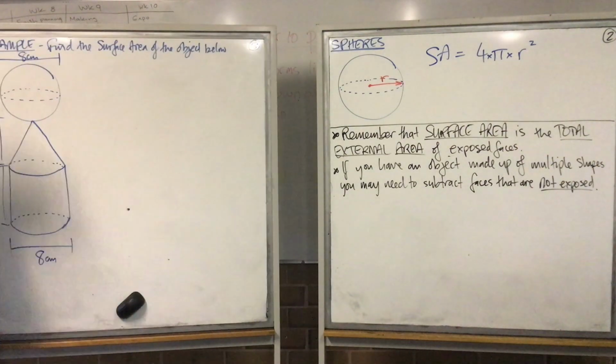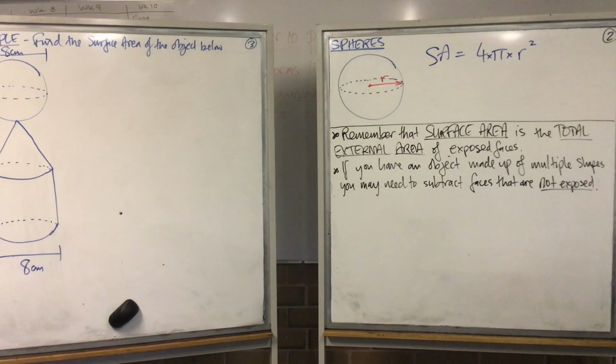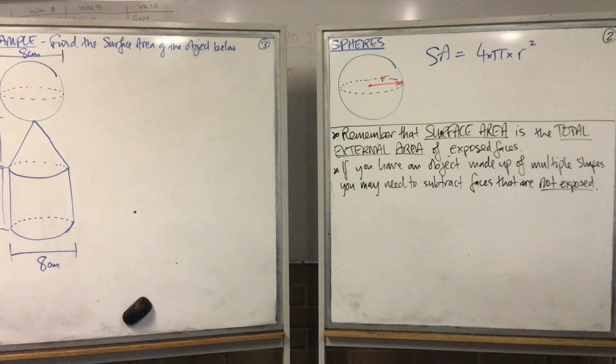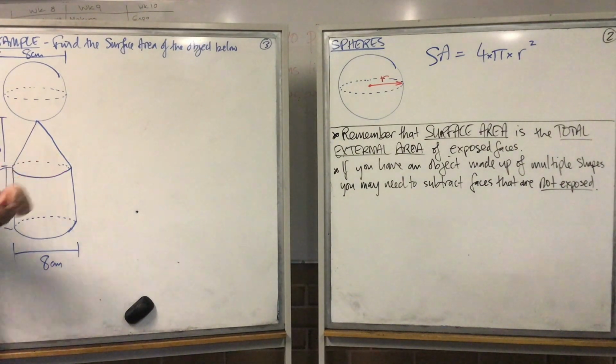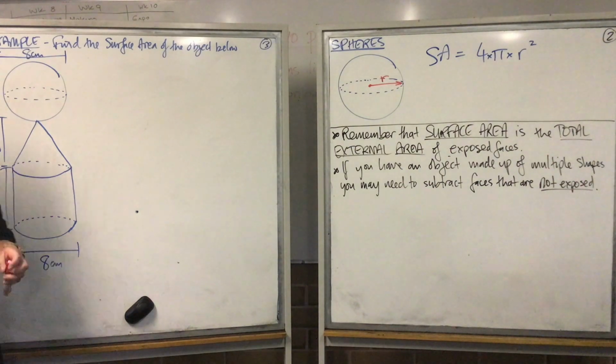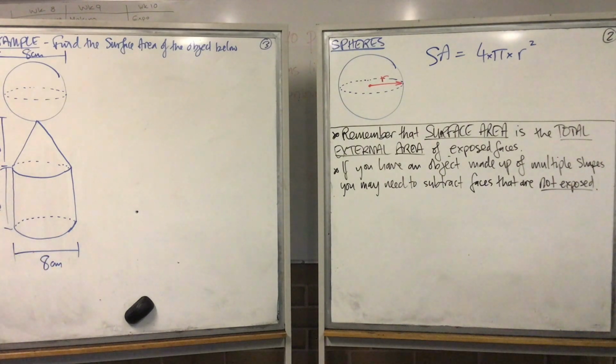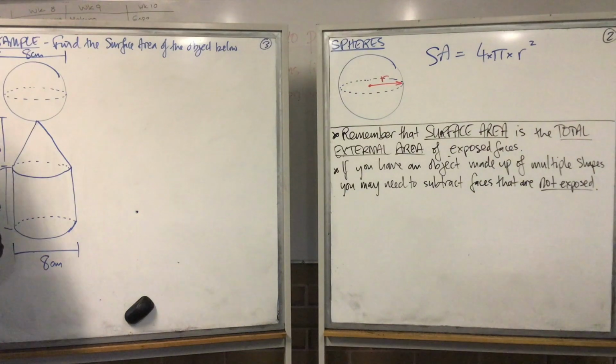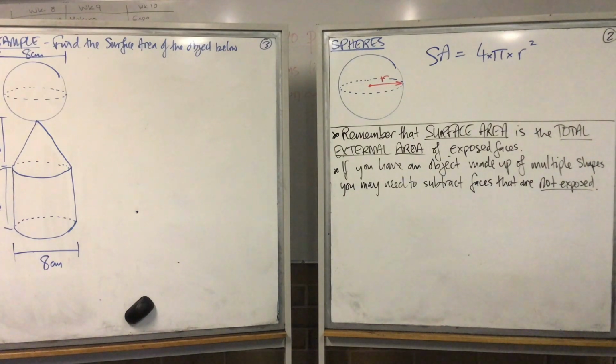Have a think about how you would find the surface area of this shape. Please remember, surface area is the total external. What is another word for external? Outside. Surface area is the external area of exposed faces. If you have an object made up of multiple shapes, you may need to subtract faces that are not exposed. Is there a situation like that here? Yes. C.